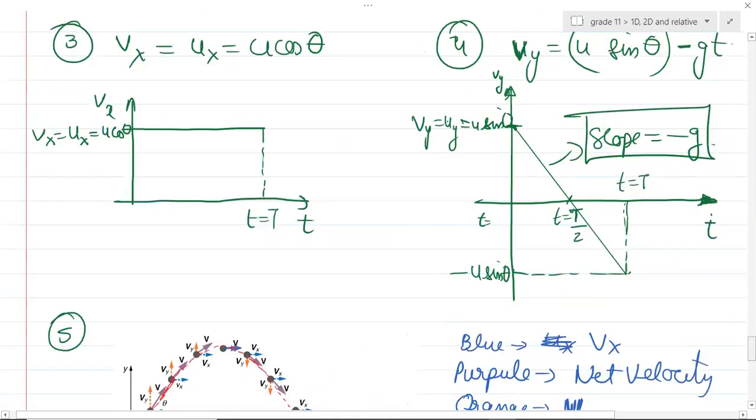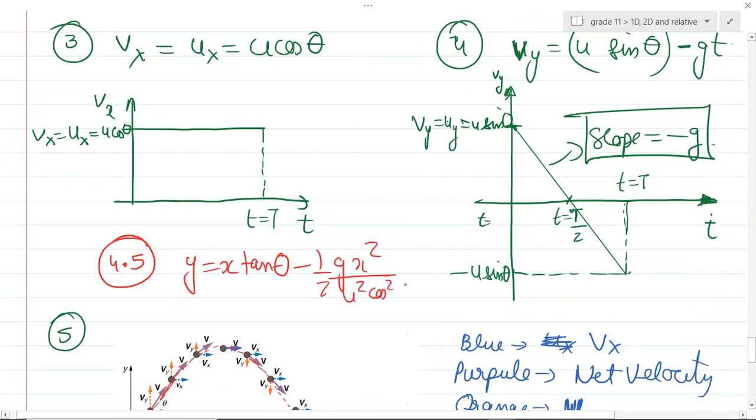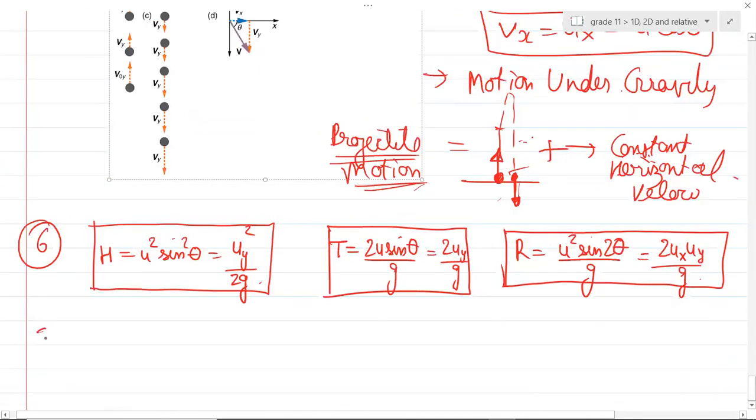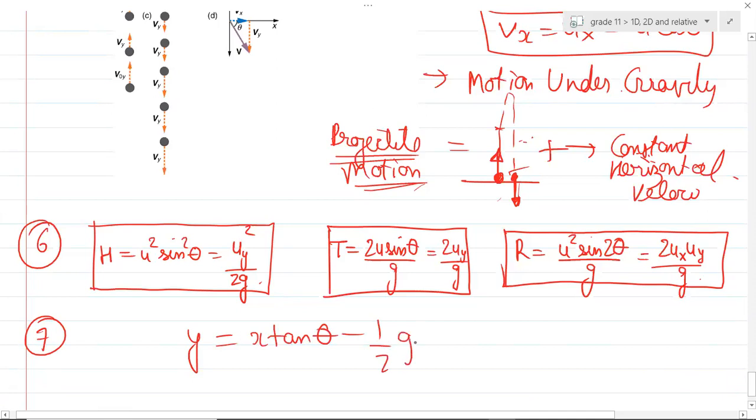Oh, one formula I forgot. y equals x tan theta minus half g x square by u square cos square theta. Let's make it the next formula. Is it clear? Please remember this formula as well.